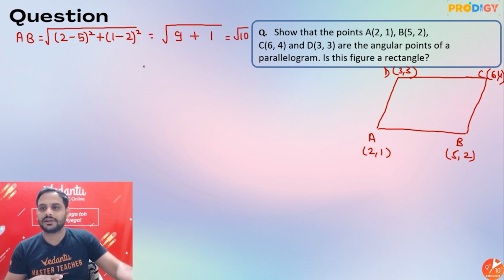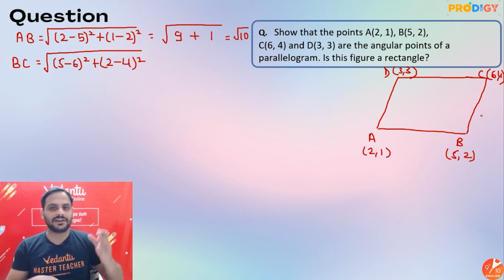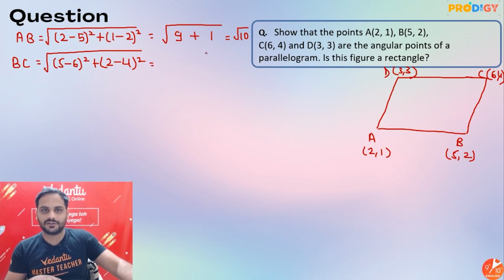All right. Then let's see what is BC. BC will be equal to square root of 5 minus 6 whole square plus 2 minus 4 whole square. Guys, I have told you, out of B and C, you can take any one as x1, y1, any one as x2, y2. Answer will remain same. So 5 minus 6 is minus 1. Minus 1 whole square is 1. 2 minus 4 is minus 2. Minus 2 whole square is plus 4, which is root 5.